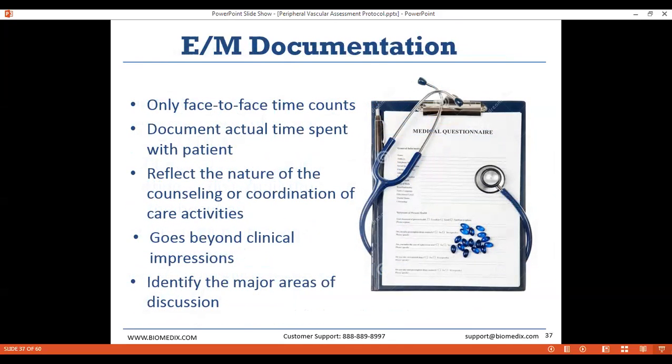Just a couple of highlights, a couple of notes here. Only face-to-face time between the doctor and the patient counts. Telemedicine or anything along those lines isn't going to work for these codes. And you need to document the actual time that's spent with the patient, and you need to include notes that reflect the counseling or coordination of care activities, and that identify all the major areas of discussion.